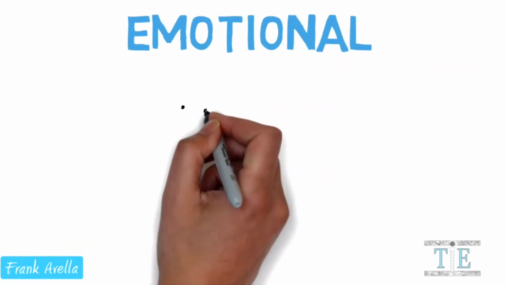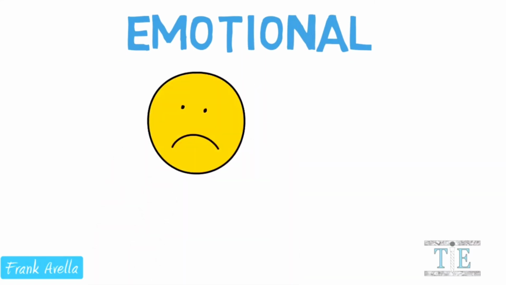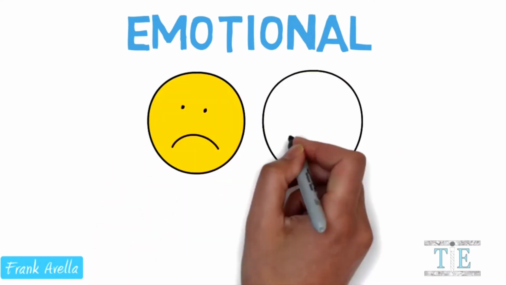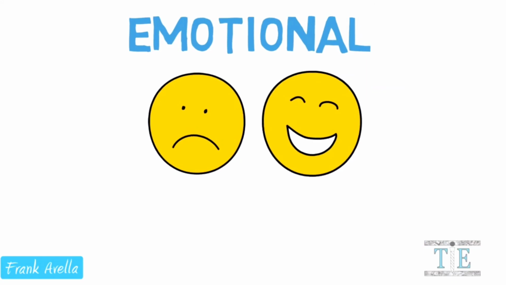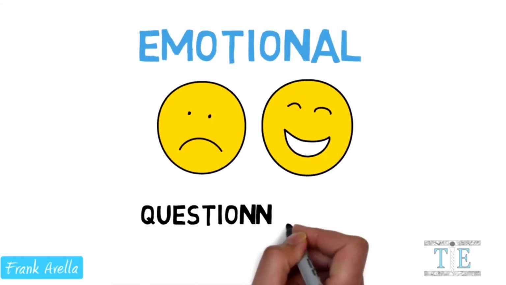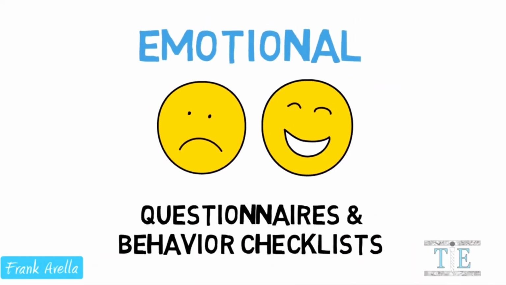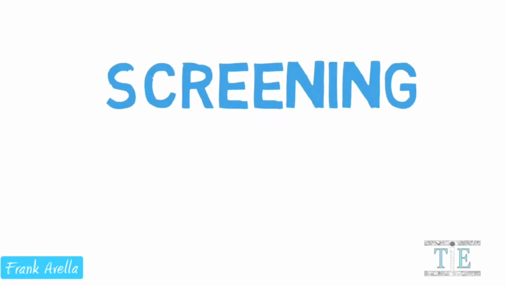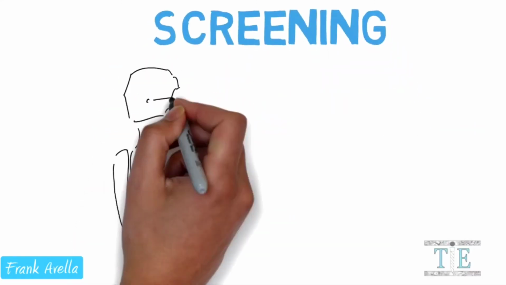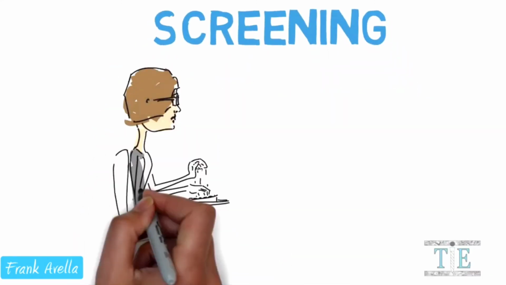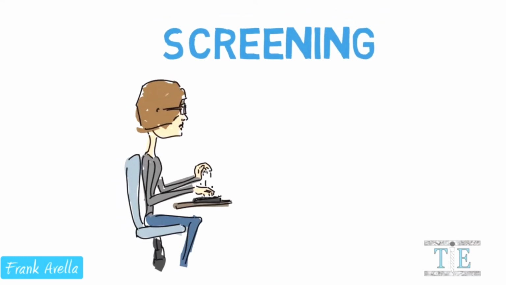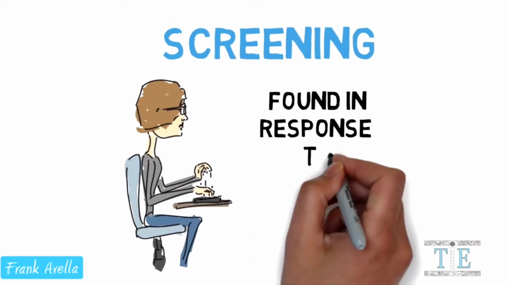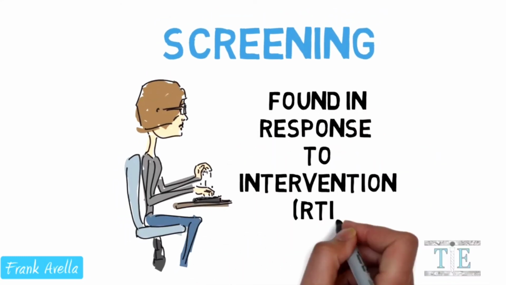Emotional assessments. These are used for more emotionally disturbed students and are often written simply as observations. Examples include checklists and student questionnaires. Screening. Screening is usually used to identify students in danger of failing. Screening is found in RTI, which is response to intervention, and it's becoming more and more popular.